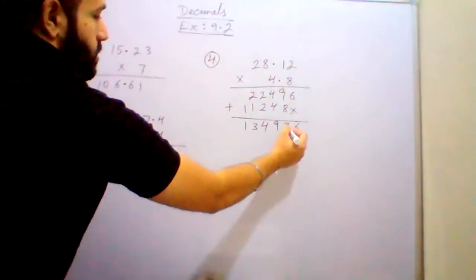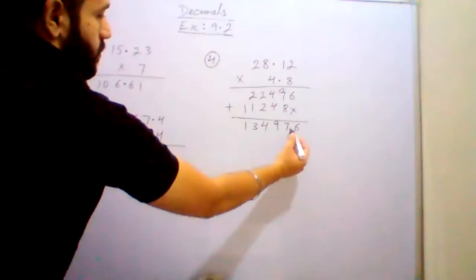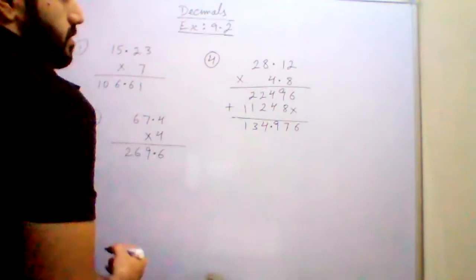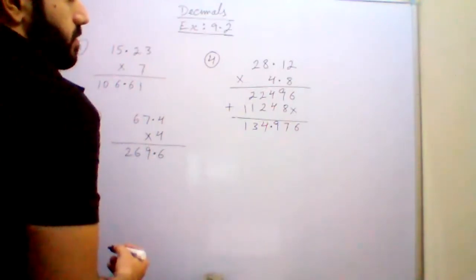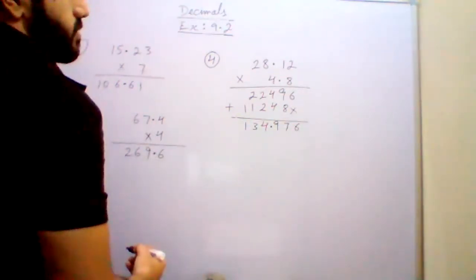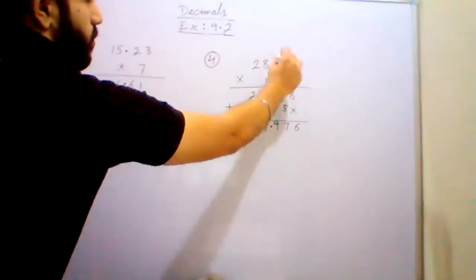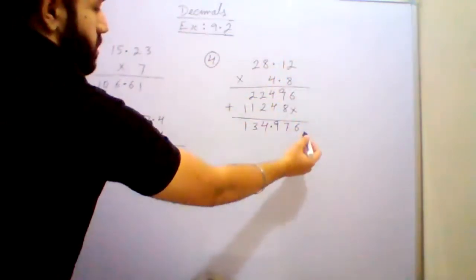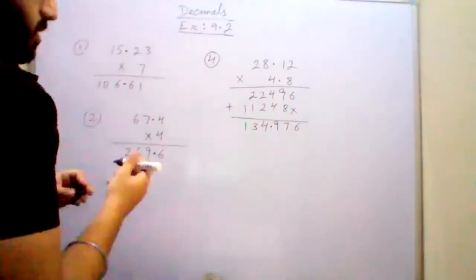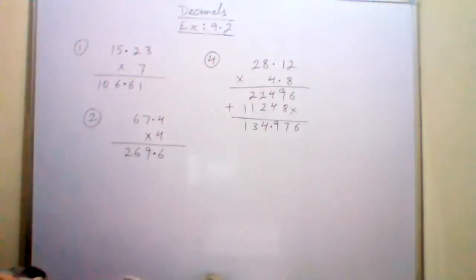So in your answer, start from the right side and count 3 digits, 1, 2, 3. Now leave 3 digits and put a decimal. Clear? Is it simple? 134.976. This is the answer. So count the total number of decimal places from both the numbers and leave that many digits from the right in your answer and put a decimal. This is the way to do it. Do all the parts now.